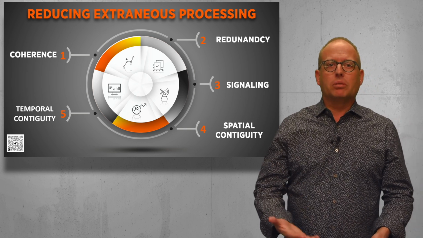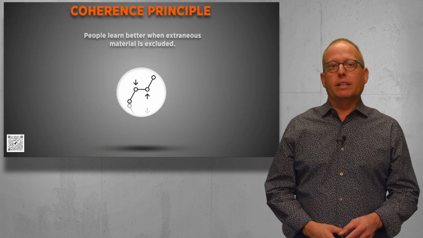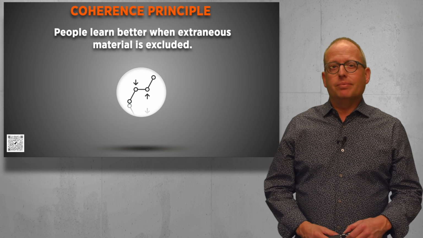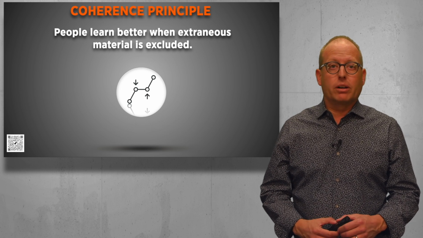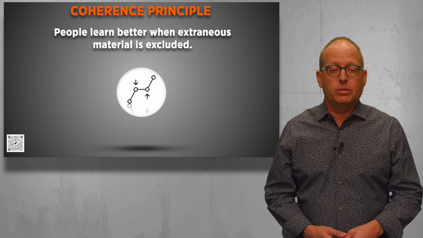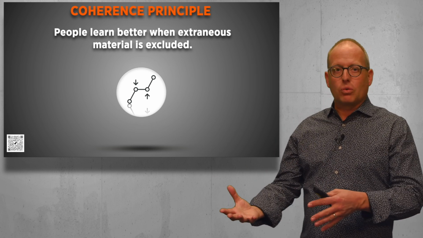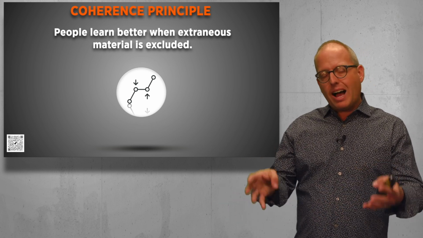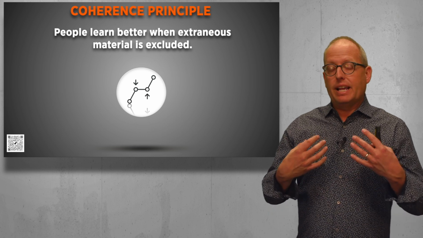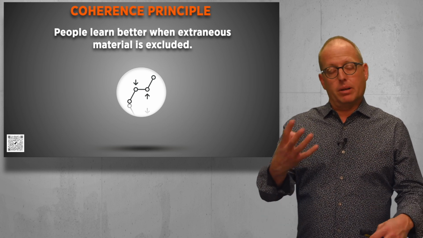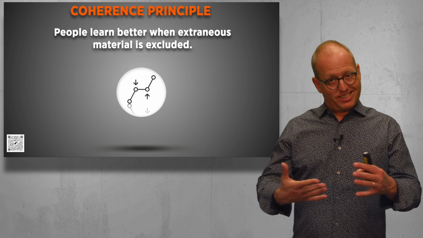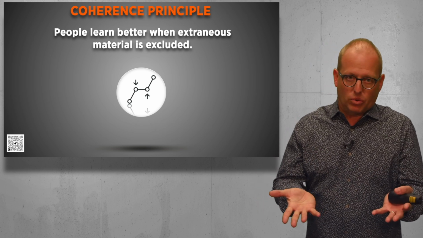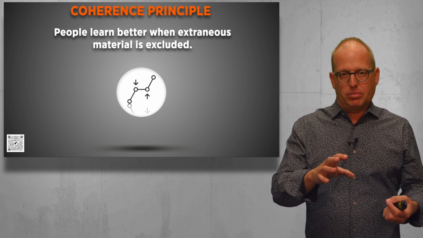The coherence principle is the first one we're going to get to, and it's really the easiest one. And it's basically that people learn better when extraneous material is excluded. These are the 4 principles I'm going to give examples of, but I don't have an example of this one because it's kind of, I'm going to tell a story, okay? I don't have a visual example.